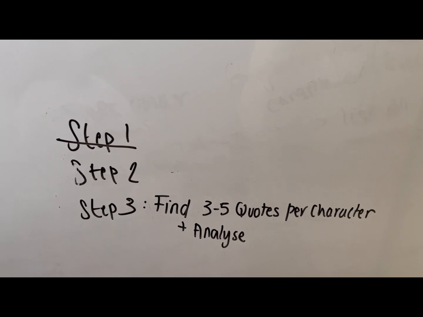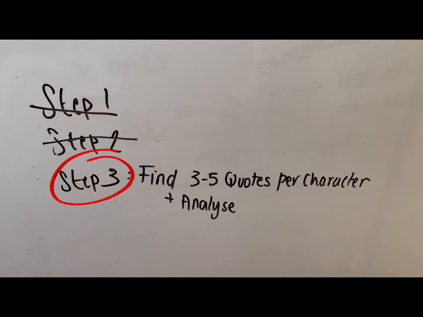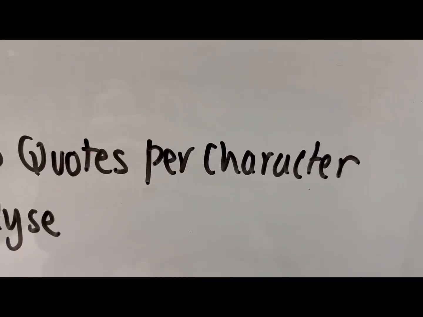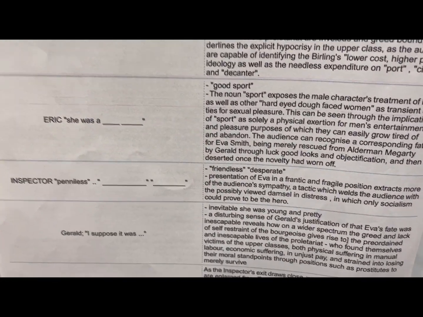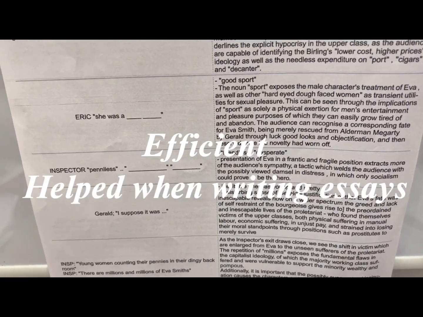Now that's step 2, making character maps, done. We're moving on to step 3, which is finding 3 to 5 quotes per character and analysing them. So having quotes per character and analysing them is one of the more obvious English literature revision methods. However, I did it in a way that was really efficient and helped me when writing essays.